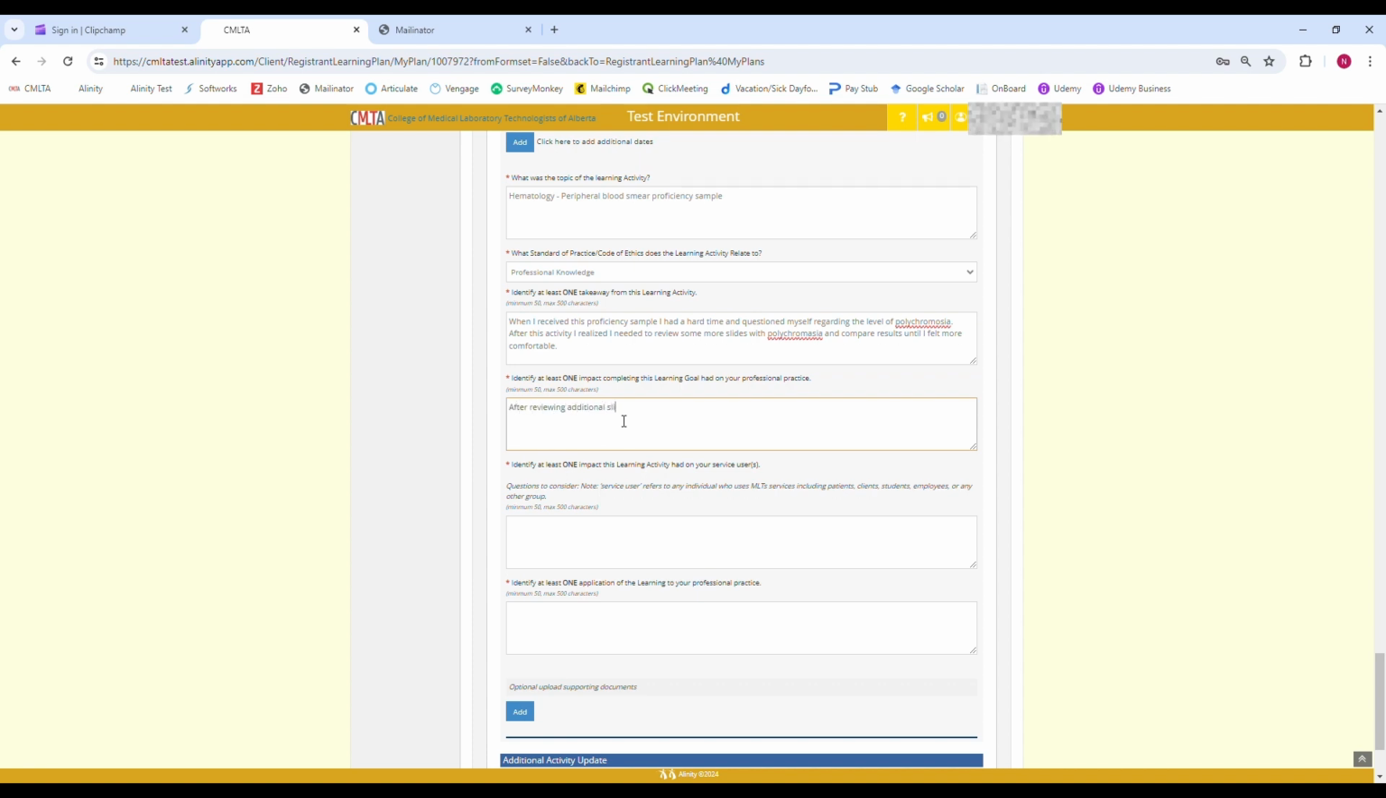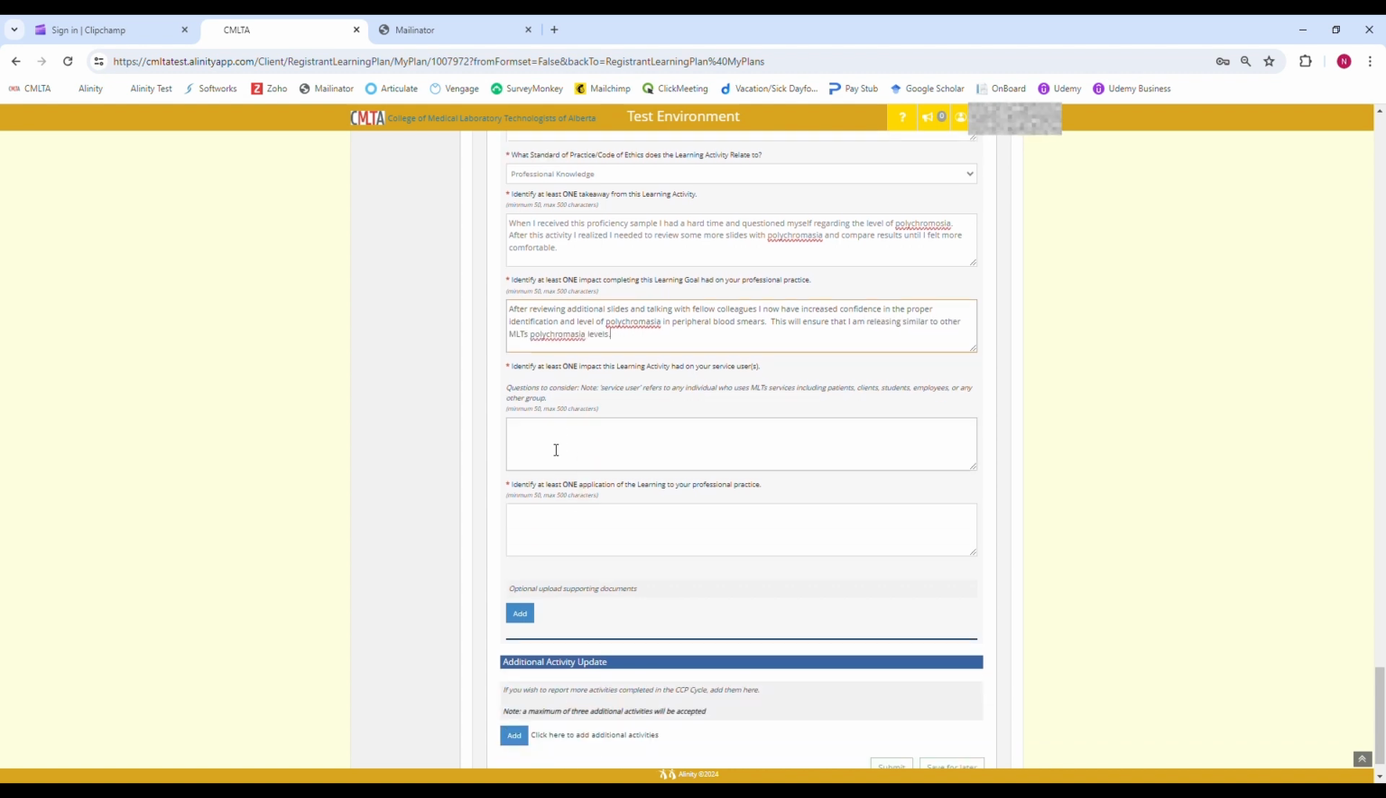The MLT then identified at least one impact completing this learning goal had on their professional practice. They stated, "After reviewing additional slides and talking with fellow colleagues, I now have increased confidence in the proper identification and level of polychromasia in peripheral blood smears. This will ensure that I am releasing similar to other MLTs' polychromasia levels."